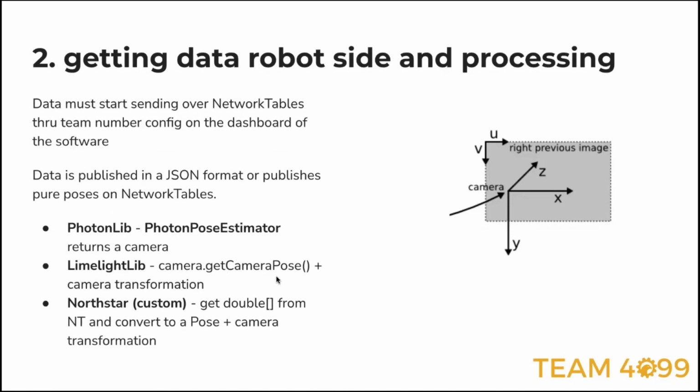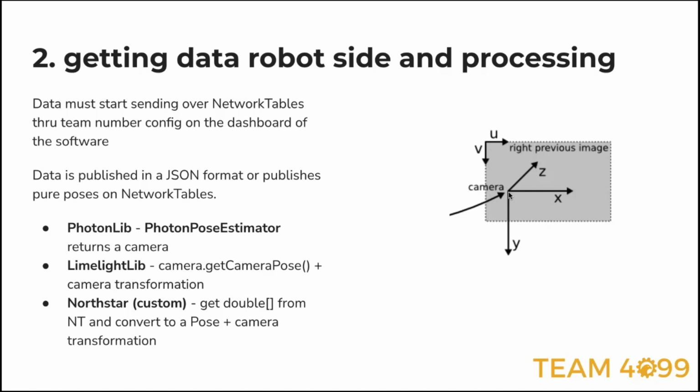You can get your camera pose, and then you add your camera transformation in order to get your robot pose. And then with Northstar, you get a double list, which you have to convert into a pose object and add your camera transformation. So if anyone's not clear on what a camera transformation is, that's the camera extrinsics, right? So that's the distance from your robot origin, which is represented by this point right here, UV, to the center of your X, Y, and Z of your camera, right?